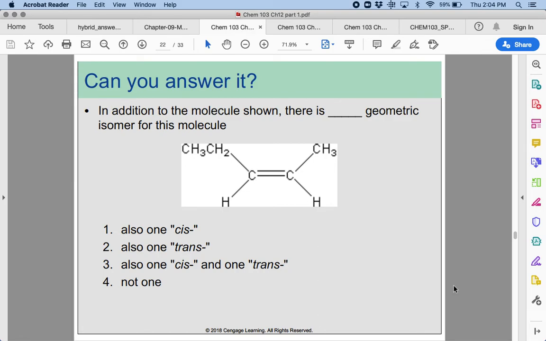So how would you describe this molecule? If this is the cis, we could also have the trans of this molecule, if the CH3 was down here and the H was up here.